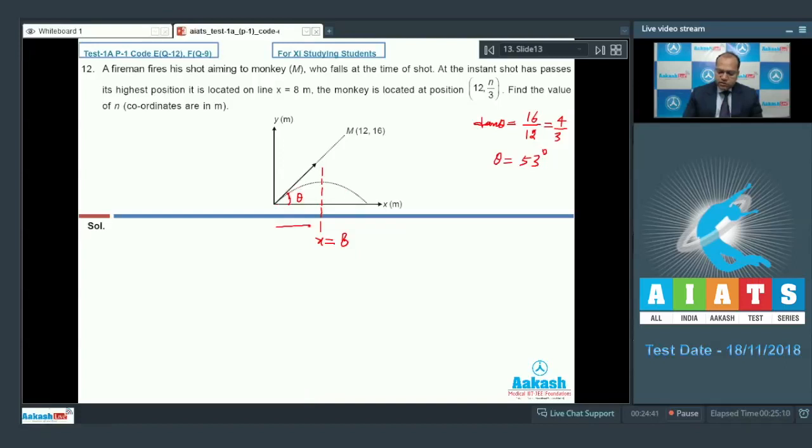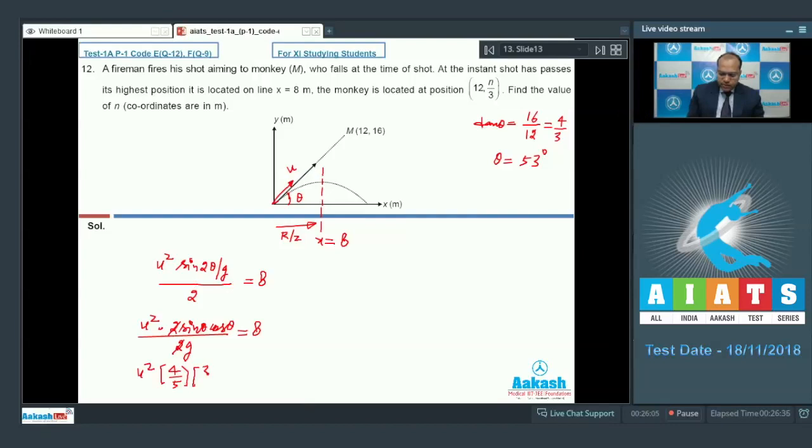So if I consider this as my range, then this will be R by 2, and this R by 2 must be equal to 8. Suppose the initial velocity of the shot is u. If I substitute the formula of range, that is u square sine 2 theta by g, divided by 2, and this is equal to 8. On solving, it comes out to be u square into 2 sine theta cos theta divided by 2g, and this is equal to 8. So 2 gets cancelled out. From here, if I substitute the value of sine theta and cos theta, sine 53 degree is 4 by 5 and cos 53 degree is 3 by 5, it is equal to 8 into 10. On solving this, you will get the value of u, and u comes out to be 10 into root of 5 by 3 meter per second.